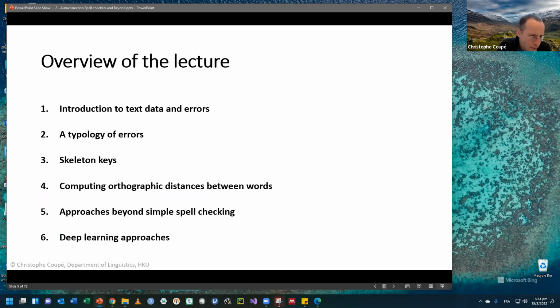And that's the plan. I will introduce text data and errors. I will tell you about the different types of errors, a typology of errors. Then I will introduce what we call skeleton keys, and we can play with that a little bit. Then I will tell you how you can compute the orthographic distance between two words.